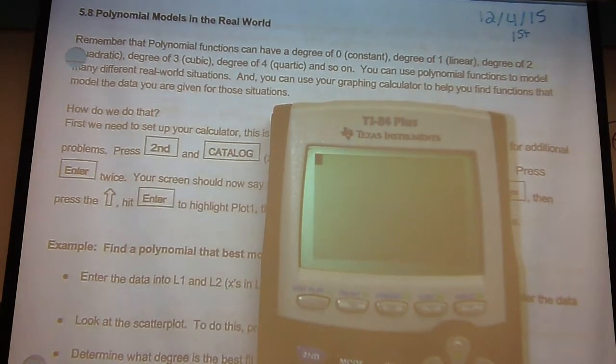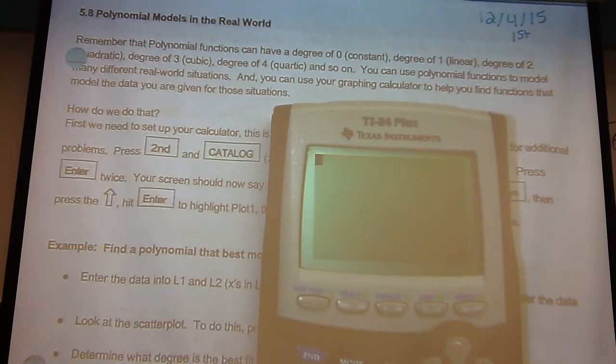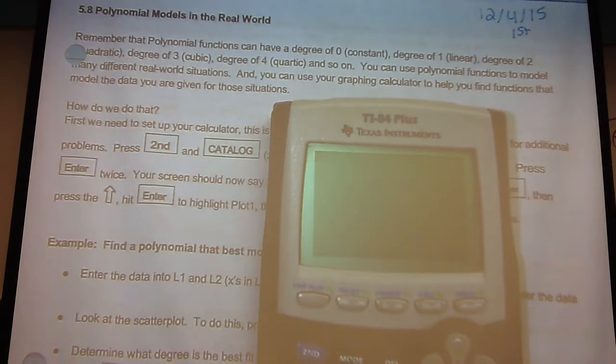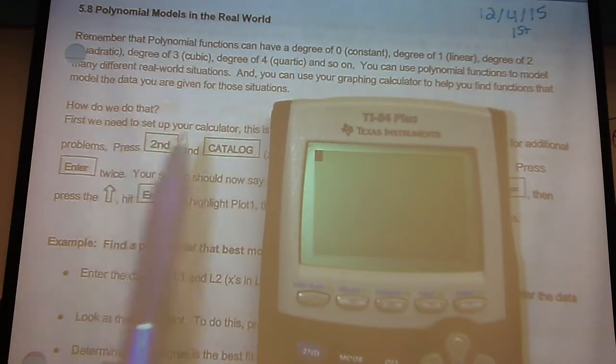So if you're ever doing an experiment in chemistry and you get a lot of data, you can record it and then put it in your graphing calculator and it will find an equation for that data. It's kind of actually pretty cool. So that's what we're going to do today.